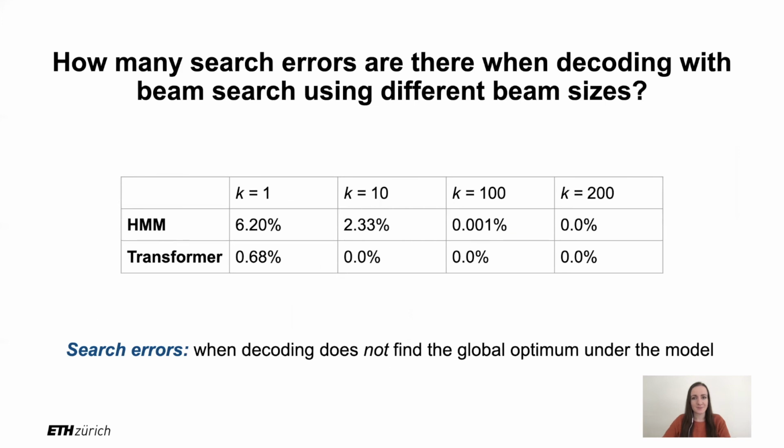Last but not least, how many search errors are there when decoding with beam search using different beam sizes? We can see that for both models, there are only very few search errors. Greedy search very often finds the global optimum, in 94% of the cases for the HMM and 99% for the transformer.